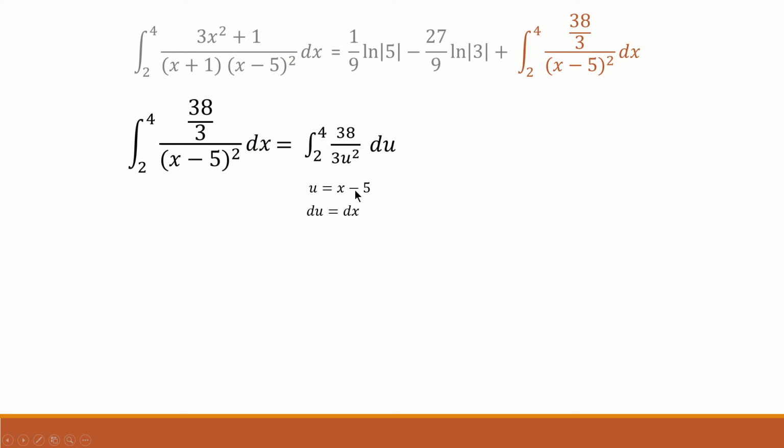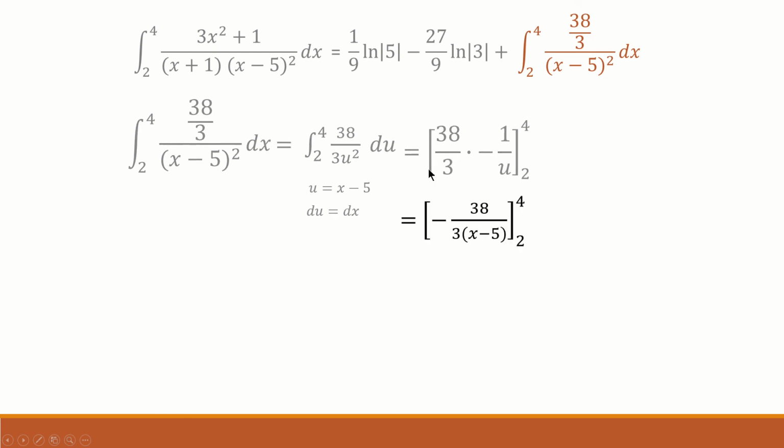We'll assign u to be x minus 5, du equals dx. So we integrate to 38 over 3 times negative 1 over u. And we sub our u back in, so we get negative 38 over 3 times x minus 5. When we apply our bounds and simplify, we end up with 76 over 9.